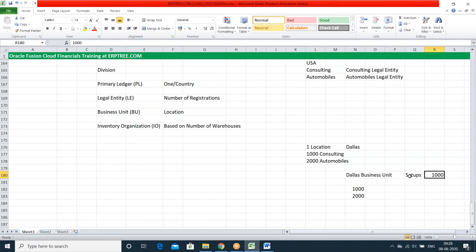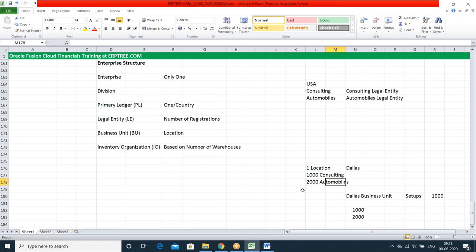That is the reason, as a best practice, for how many businesses or how many locations they are operating, we create separate business units. If you create separate business units, for Dallas consulting you can set 1,000 and for automobiles you can set 2,000. When we handle the transactions for the respective 1,000 and 2,000, everything will get automated. It could be accounting, transaction process related controls, or defaults, we can set everything based on how the activities take place in the respective business or location.